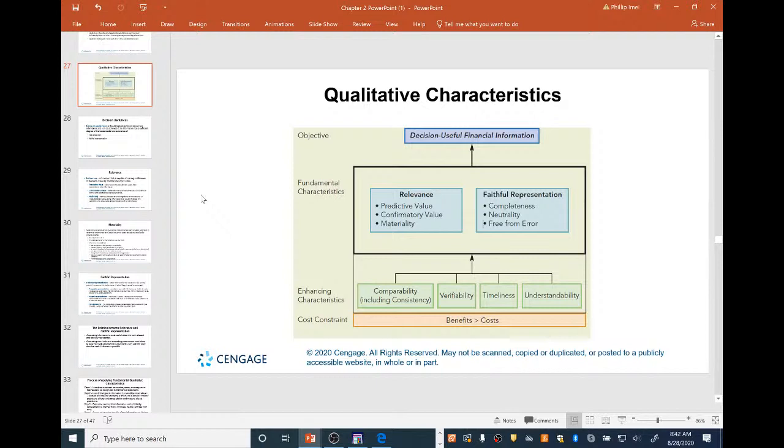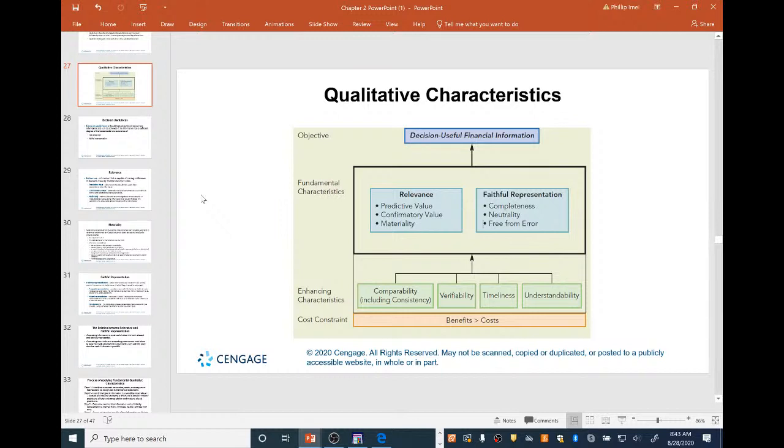So once again, the 2 fundamental characteristics are relevance and faithful representation. We already talked about relevance. That's predictive value, confirmatory value, materiality. Next, faithful representation. So if we're going to faithfully represent something, then let's talk about that. How would we go about doing that?